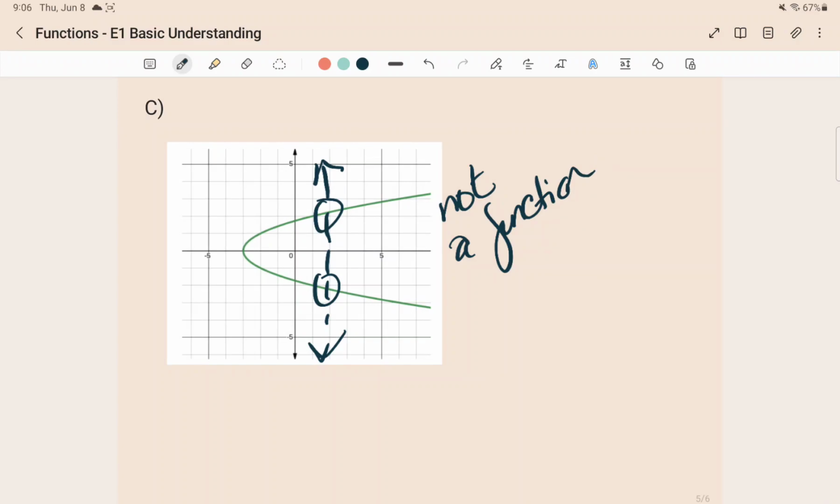The vertical line test is an easy way to determine whether or not a relation is a function. If you're given an equation, a set of ordered pairs, or a table of values, and you're not sure, make a graph and use the vertical line test to determine whether or not you have a function.